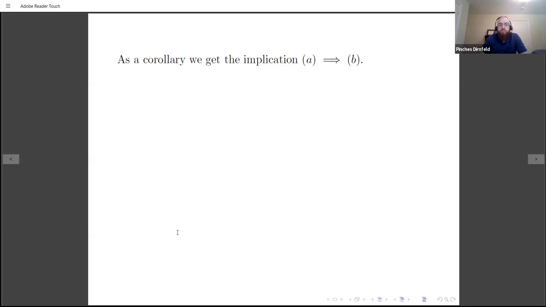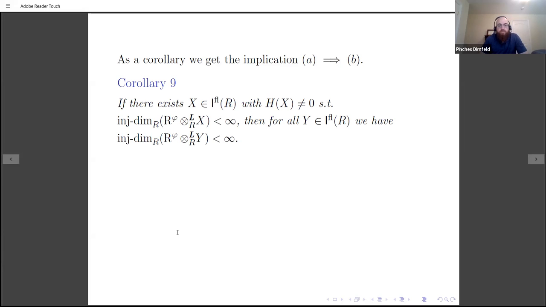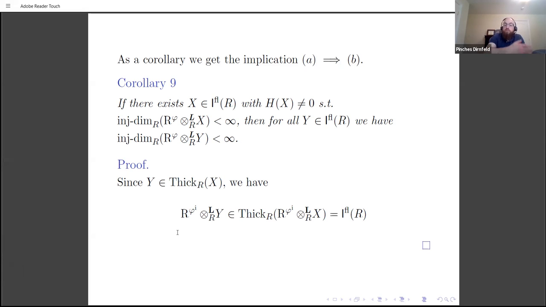As a corollary, we get the implication A implies B. So if there exists some X in IFLR with non-zero homology such that the injective dimension of this derived tensor product with Rφ is finite, then for every Y in IFLR, we have the injective dimension of this derived tensor product is finite. Because since Y is in the thick subcategory generated by X, take this exact functor, so we have Rφ tensor with Y is in the thick subcategory generated by Rφ tensor with X, but this is by assumption and the proposition equal to IFLR. Any questions so far? All right.